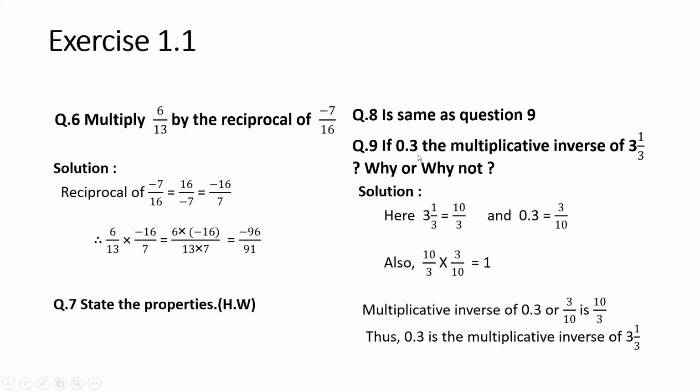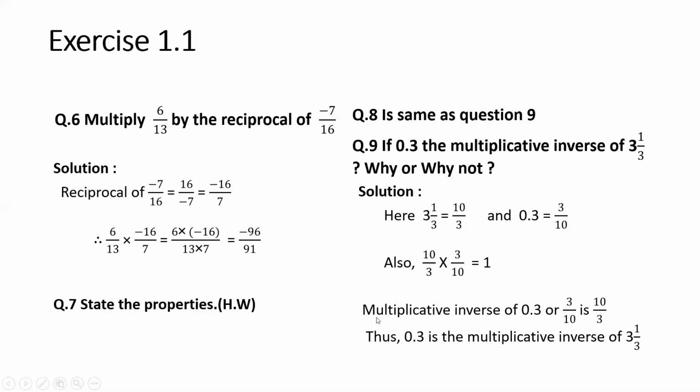and value of 0.3, which is in decimal form, we can write as 3 upon 10. And also we will multiply 10 upon 3 into 3 upon 10, which is equal to 1. Now students, here you can see we are multiplying 10 upon 3 with 3 upon 10, and the product is 1. That means both these numbers are reciprocals of each other. So we can say that 0.3 is the multiplicative inverse of 3 integer 1 upon 3.